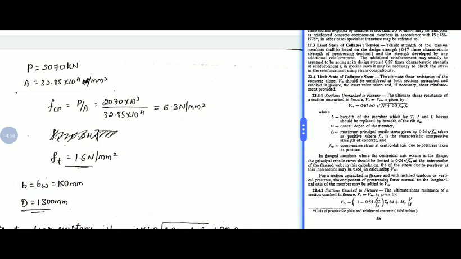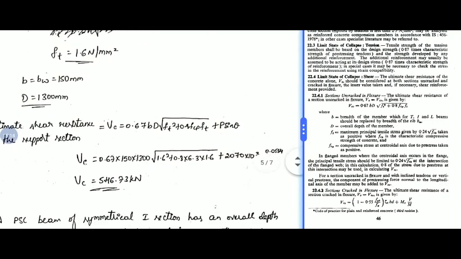Then P is given as 2070 kilonewton. Area is also given. P by A gives the fcp value, and ft again from the same page is 0.24 root fck. b equals bw and d is 1300. Here, since we are using a parabolic cable, you need to add the vertical component of the pre-stressing force. That is the only additional thing we need to observe here.